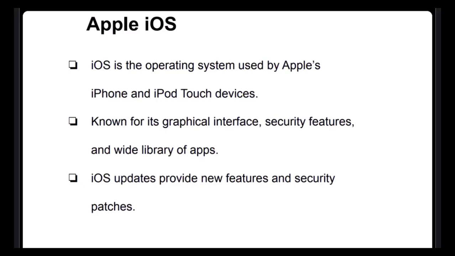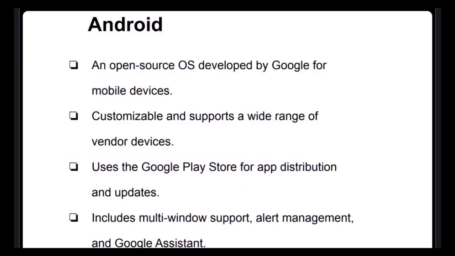The competing mobile operating system is Android. In mobile devices, Android is the most popular. And it is an open source operating system created by Google for mobile devices. Android is the OS that is used on many smartphone vendors, and it comes built in on the device. Android uses the Google Play Store for all of its application downloads and updates.